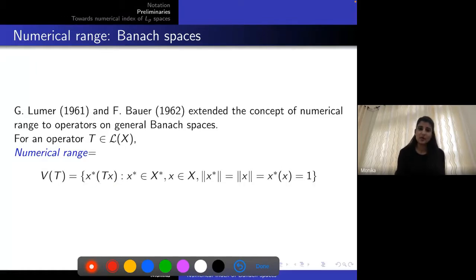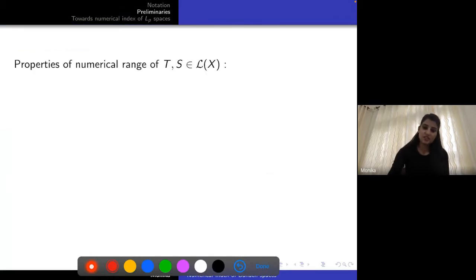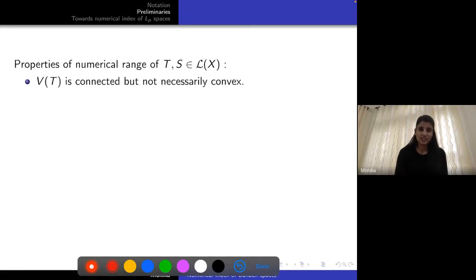Now let's see some properties of numerical range when we are working on a general Banach space. On a general Banach space, V(T) is connected but not necessarily convex. Remember, when we are working on Hilbert space, the numerical range is convex, but in the Banach space setting, it's connected but not convex.